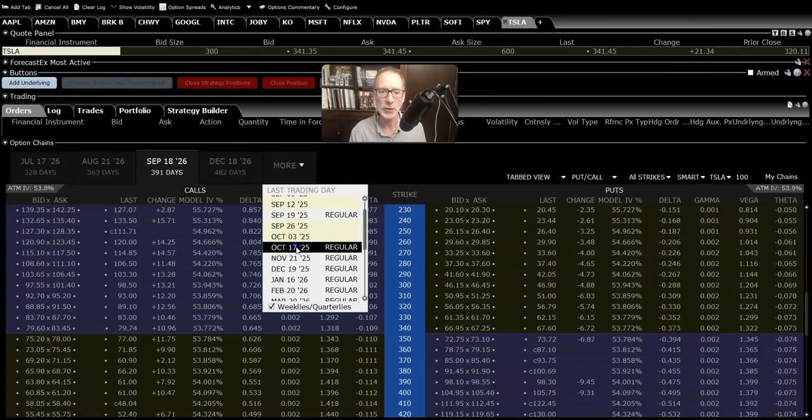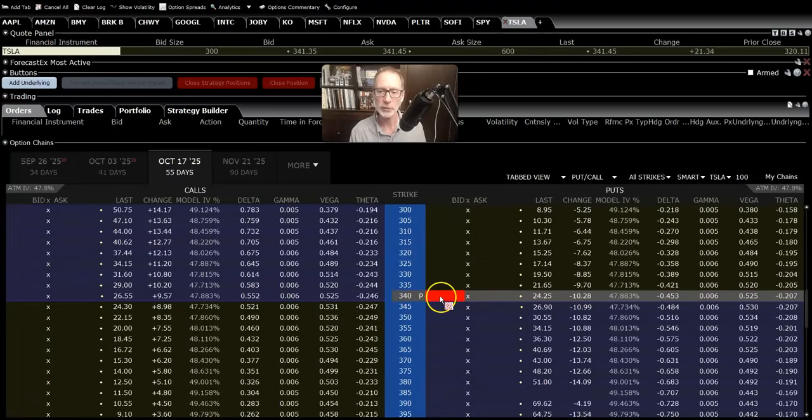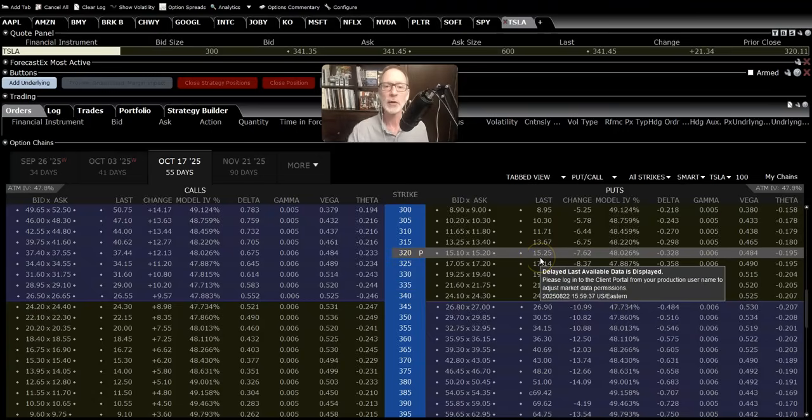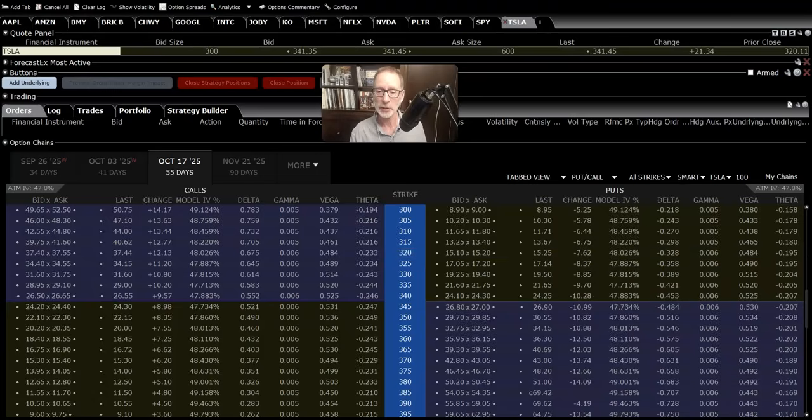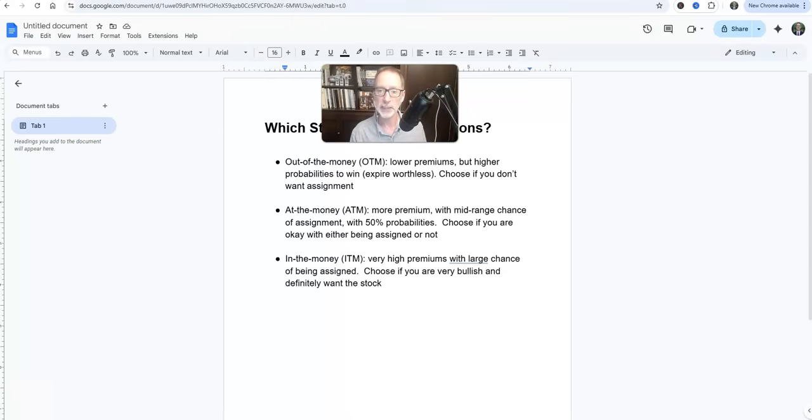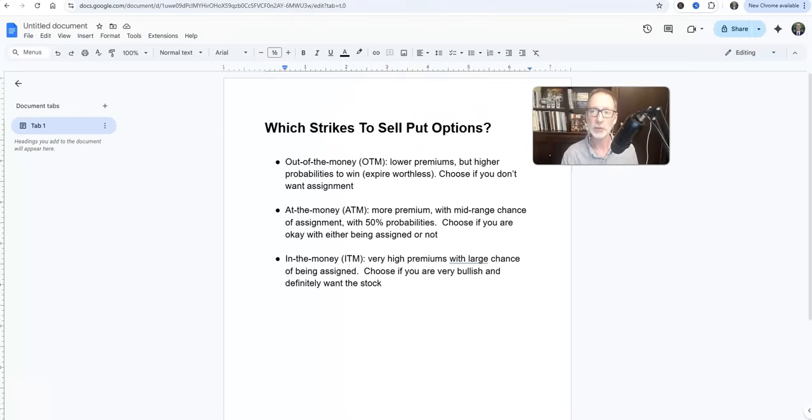If we go to the Octobers, the 340s probably have closer to a 50% delta, 45%. So the longer you go out in time, some of those at the money put options won't be extremely right at the 50% delta, but it's going to be somewhere close to it. Let's look at the probability calculator here for a second, and let me just show you how that works.